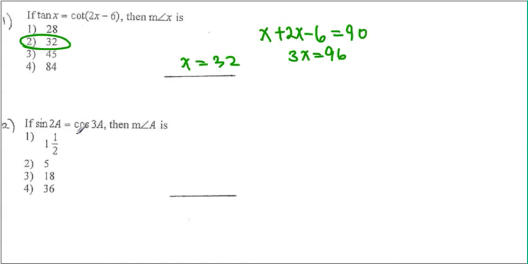Same manner, 2a and 3a have to add up to 90. So we have 5a equal to 90, which gets us a equal to 18. And then since a is equal to 18, there it goes.